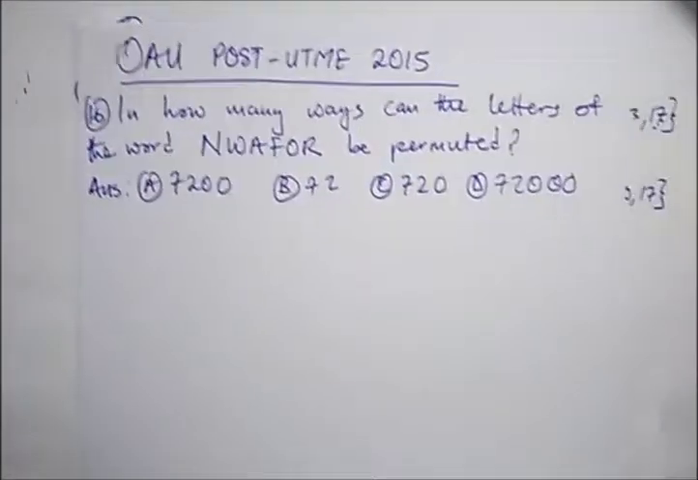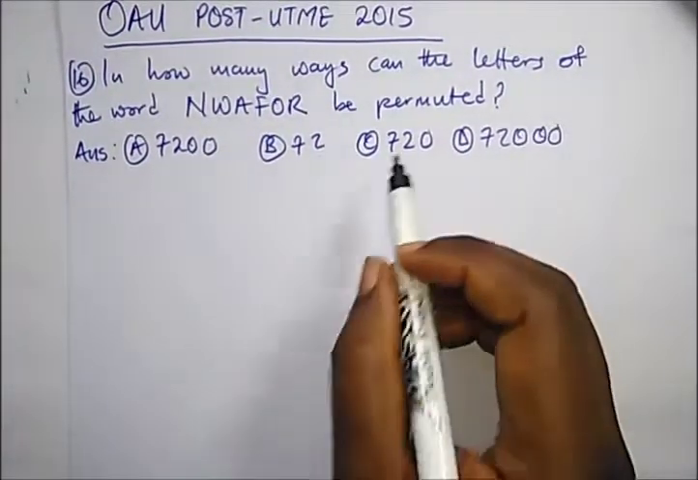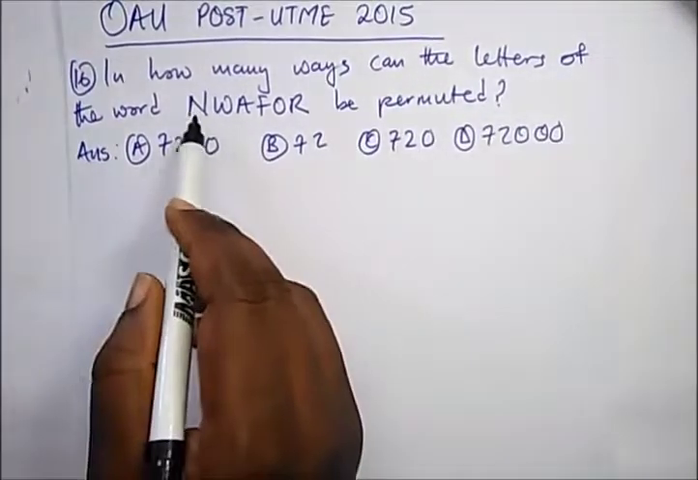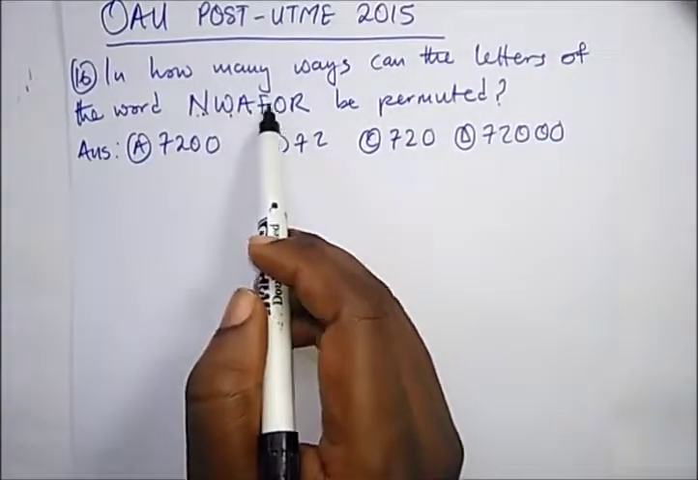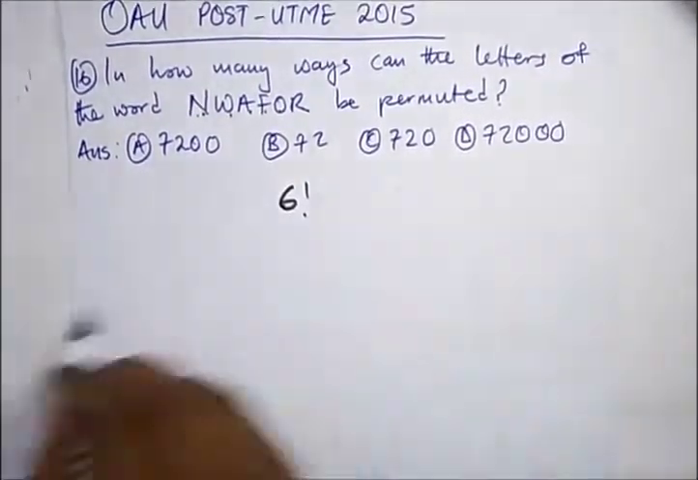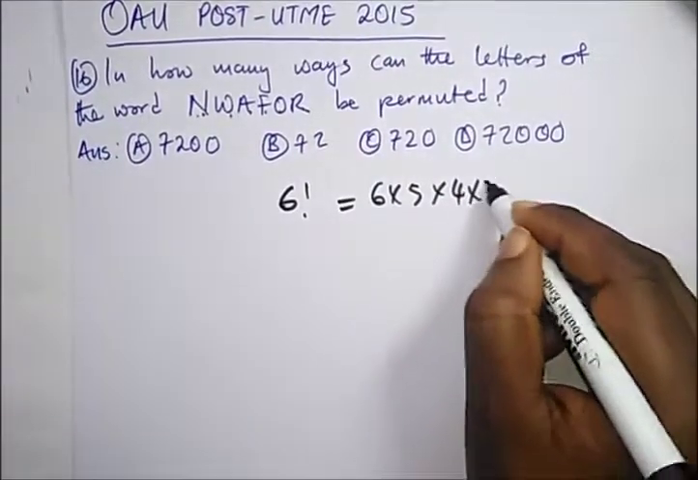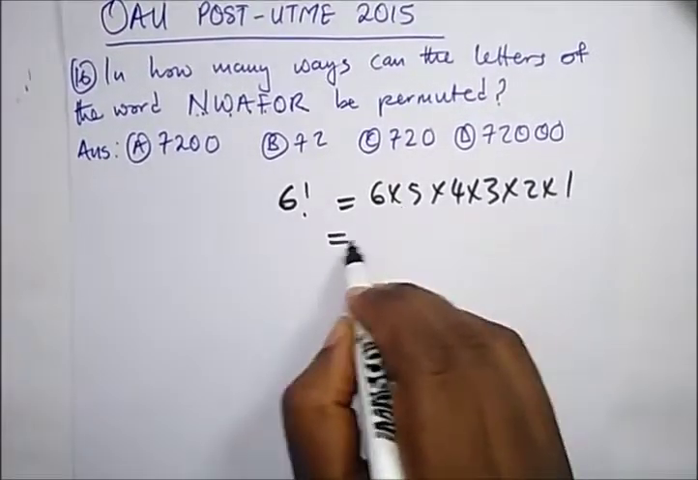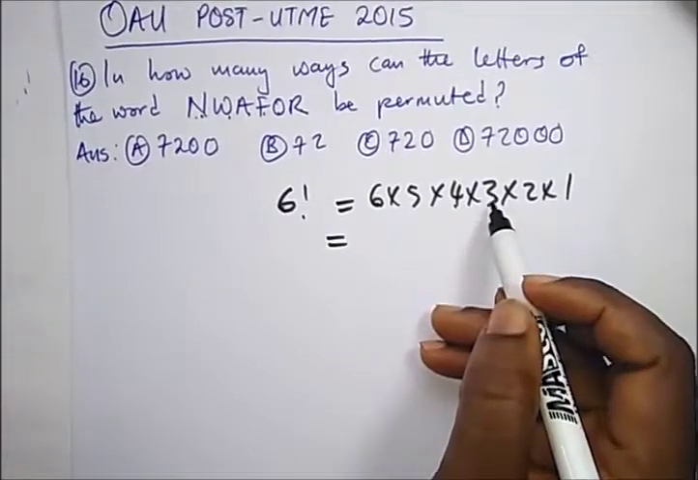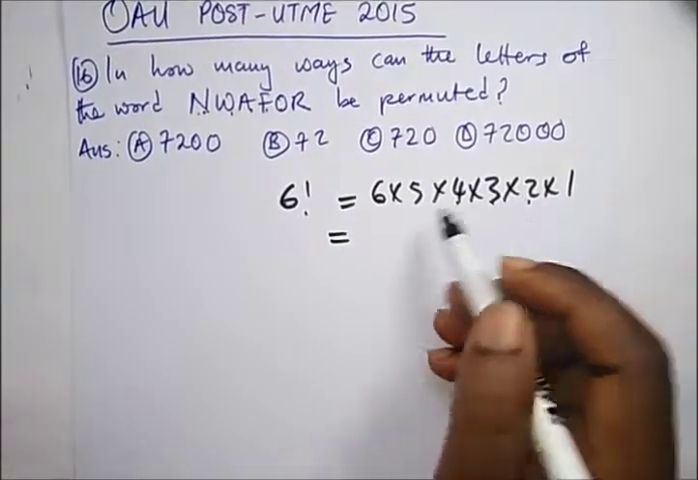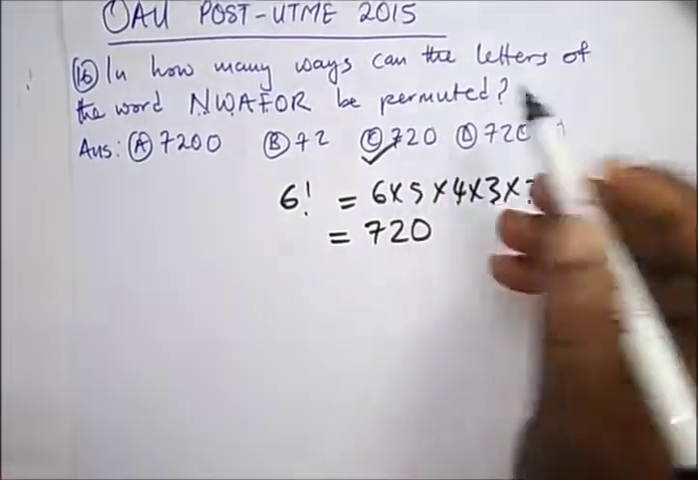Our next question says, this is a permutation. It said, how many ways can the letters of the word nwafo be permuted? Since there are no repetitive letters, it can just be permuted 1, 2, 3, 4, 5, 6. So we are finding 6 factorial. And what is 6 factorial? 6 factorial is 6 times 5 times 4 times 3 times 2 times 1. 6 times 5 is 30, times 4 is 120, times 3 will give us 360. 360 times 2, that's 360 plus 360, which will give us 720. So it's 720 ways. So our answer is option C.